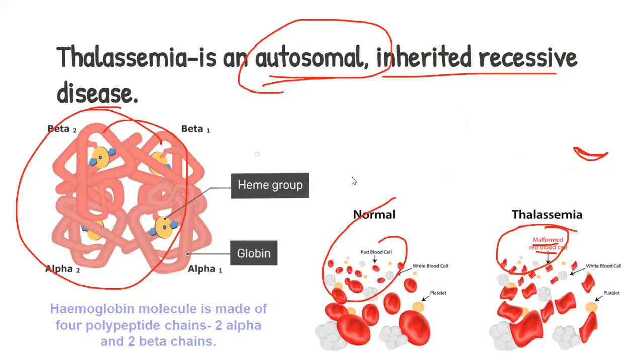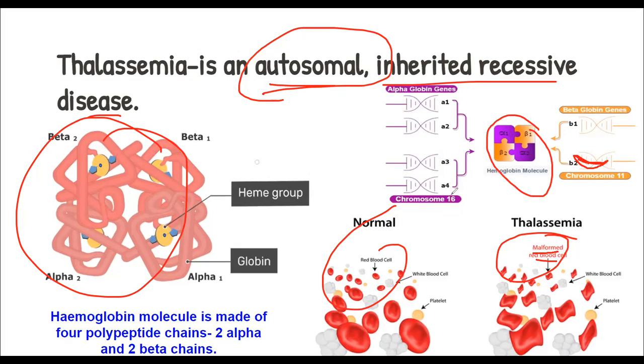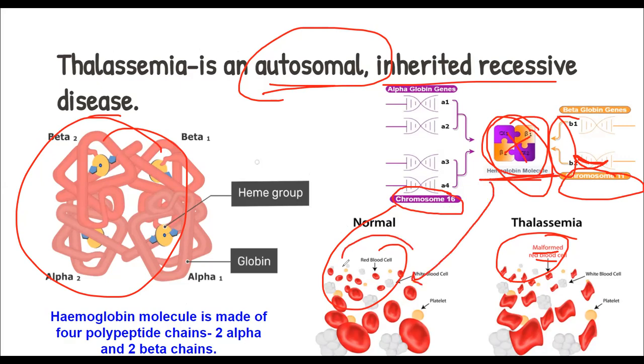So in thalassemia, there is some problem in the formation of the hemoglobin molecule. Ideally, this is the way the hemoglobin should be formed. From chromosome 16, alpha chains will be formed, and from chromosome 11, beta chains will be formed. Two beta chains and two alpha chains come together to make up the hemoglobin molecule, which is responsible for making our normal red blood cells.